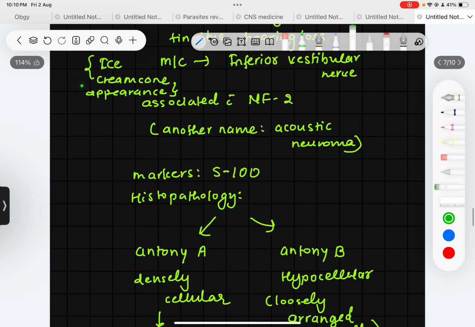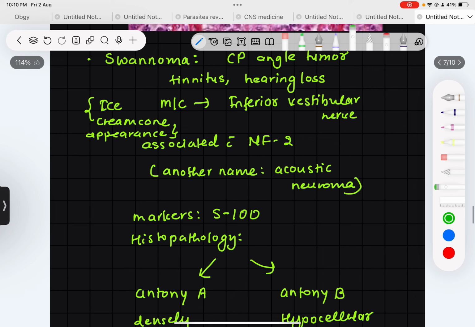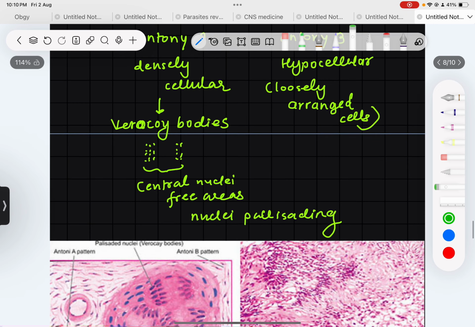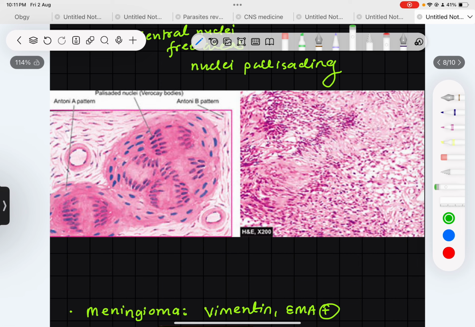And an ice cream cone appearance will be seen grossly, and in histopathology you can see Antoni A and Antoni B areas. Antoni A are densely cellular while Antoni B are hypocellular, and Antoni A areas have Verocay bodies. So two lines of nuclear palisading will be seen, and a central nuclei free area. As you can see here, palisading nuclei, and centrally there will be nothing. So this is Antoni A and this is Antoni B, which is actually hypocellular. As you can see, this is all Antoni A, this is Antoni B, and these are Verocay bodies.